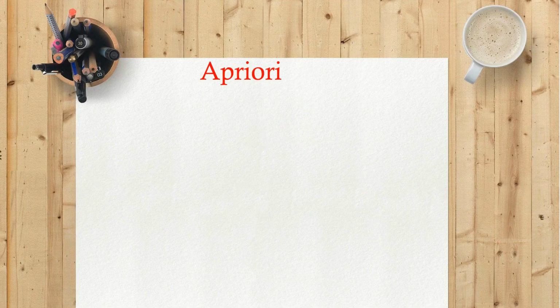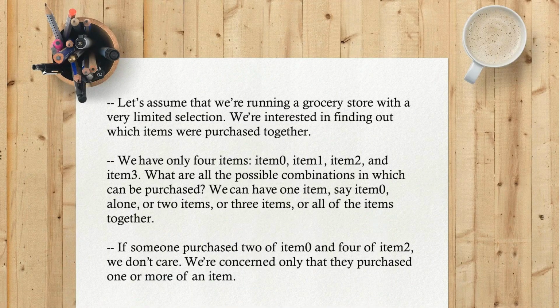Apriori. Let's assume that we're running a grocery store with a very limited selection. We're interested in finding out which items were purchased together. We have only 4 items: Item 0, Item 1, Item 2, and Item 3.